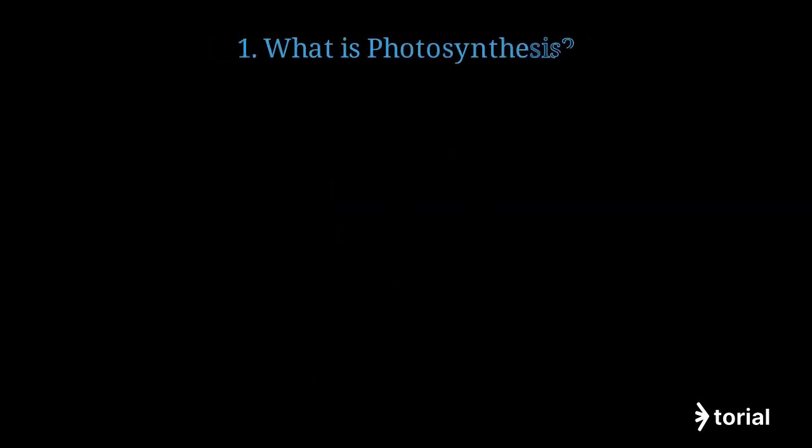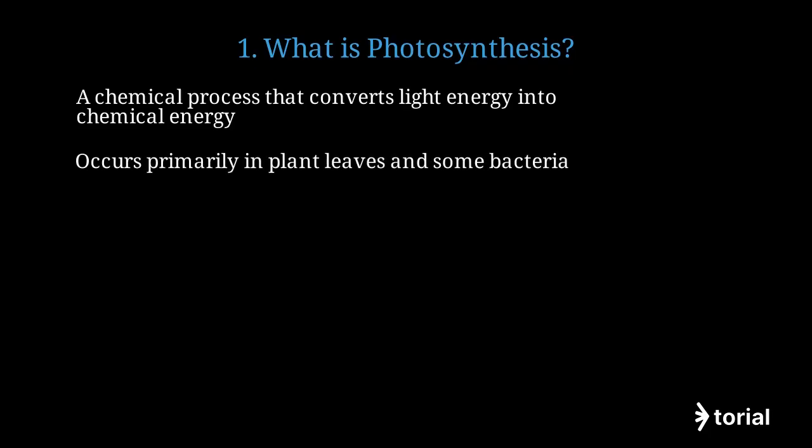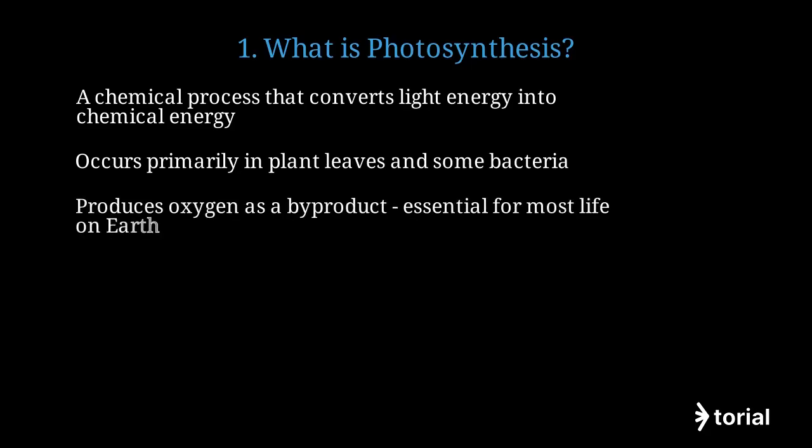First, let's understand what photosynthesis actually is and why it matters. Photosynthesis is a chemical process where plants convert light energy from the sun into chemical energy stored in glucose molecules. This process occurs primarily in the leaves of plants and in certain types of bacteria. As a crucial byproduct, photosynthesis produces oxygen, which is essential for the survival of most organisms on our planet.